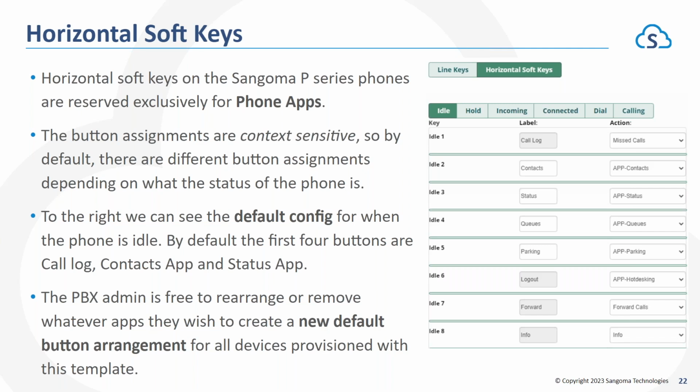All of those are configurable here as an administrator. If you do not want to provide a contacts app for your users, you can disable that here, or you can move it off to page 2 and replace it with something that's more useful for your users. You have flexibility here of how you want those buttons defined when the phone is idle. There are similar settings for hold, incoming, connected, dial, etc.